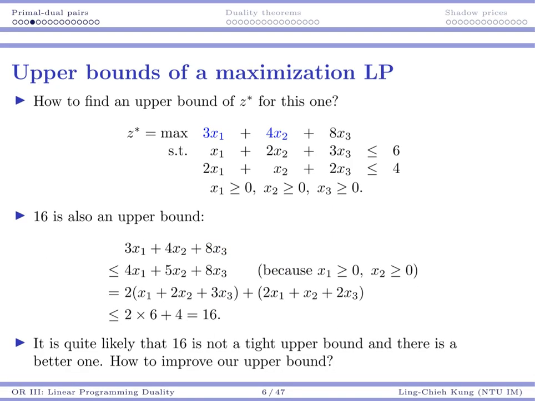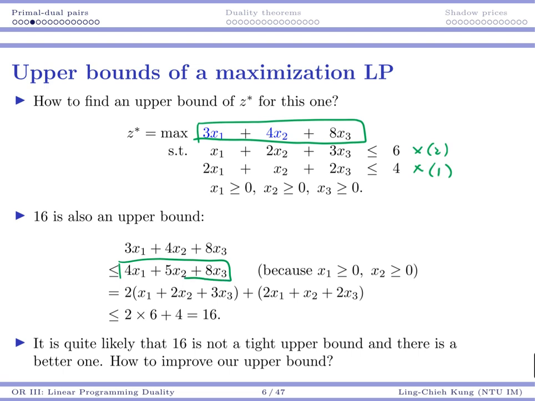So that was lucky in some sense, because we happen to get the objective function directly. Suppose we have a slightly different problem. Now we want to maximize 3x1 plus 4x2 plus 8x3. If that's the case, then we may still multiply the first constraint by 2, multiply the second constraint by 1, and then try to add them together. We're going to get 4x1 plus 5x2 plus 8x3. This is still going to be less than or equal to 16.